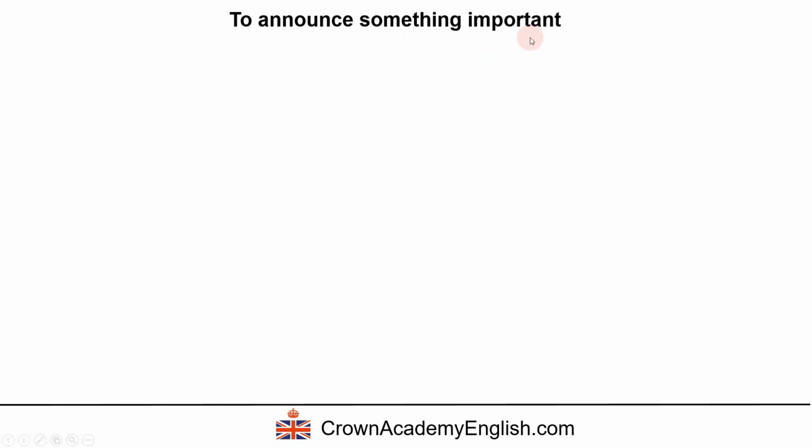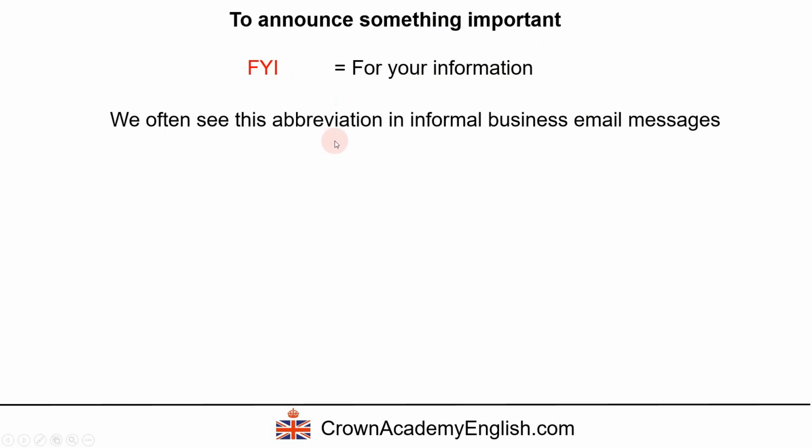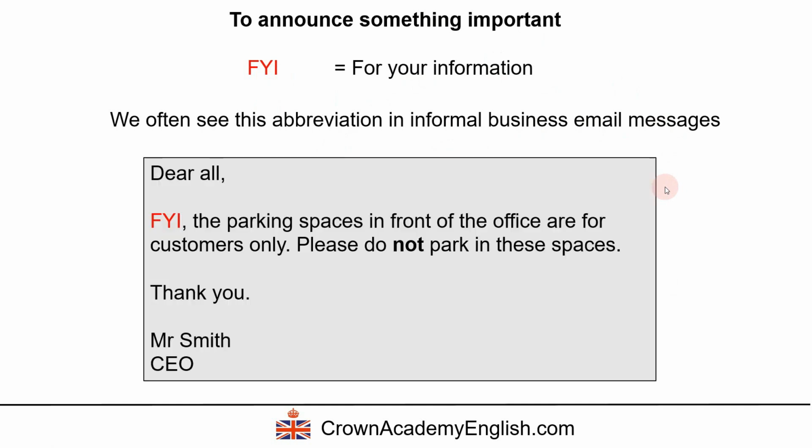To announce something important. FYI, for your information. And we often see this abbreviation in informal business email messages. So an email message that is internal or just within the same company. Okay. So dear all, for your information, the parking spaces in front of the office are for customers only. Please do not park in these spaces. Thank you, Mr. Smith, CEO. Okay, FYI, for your information.